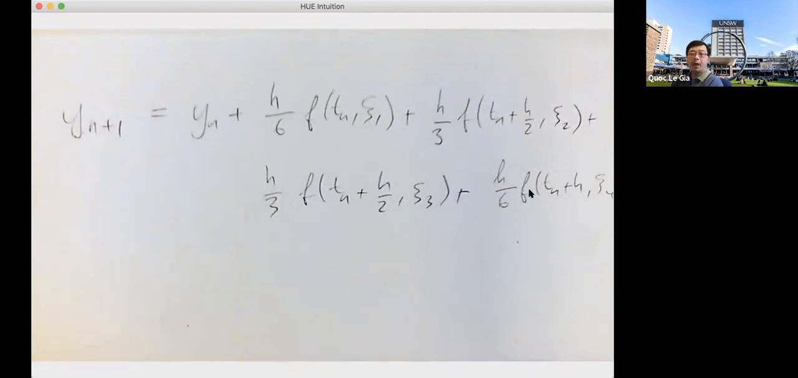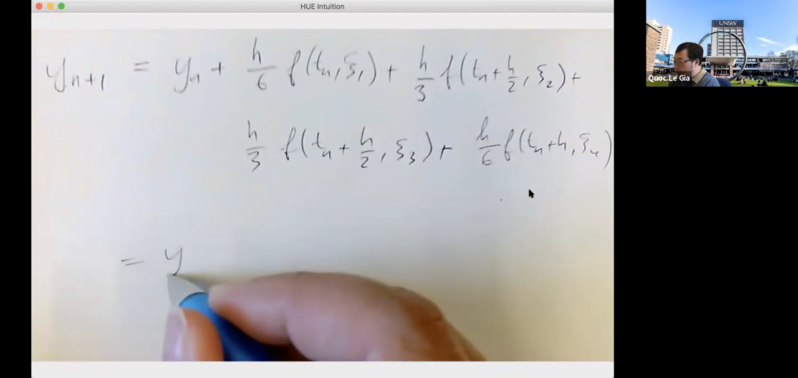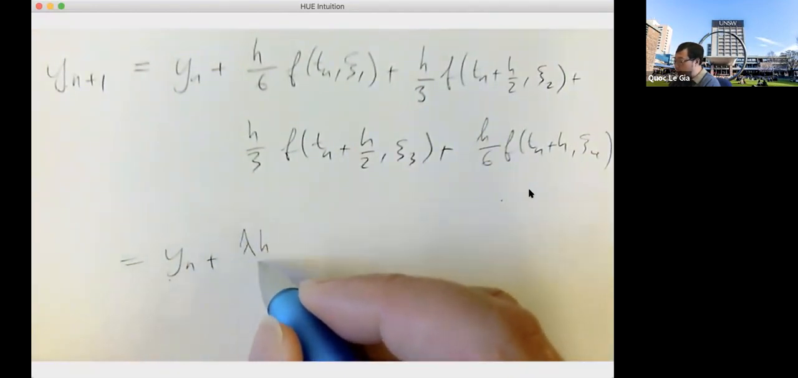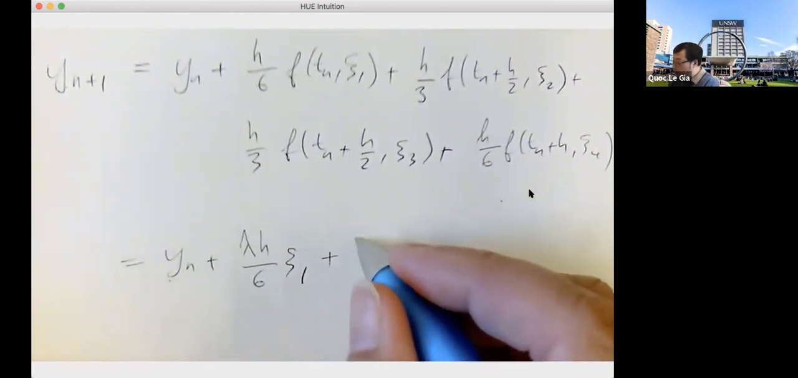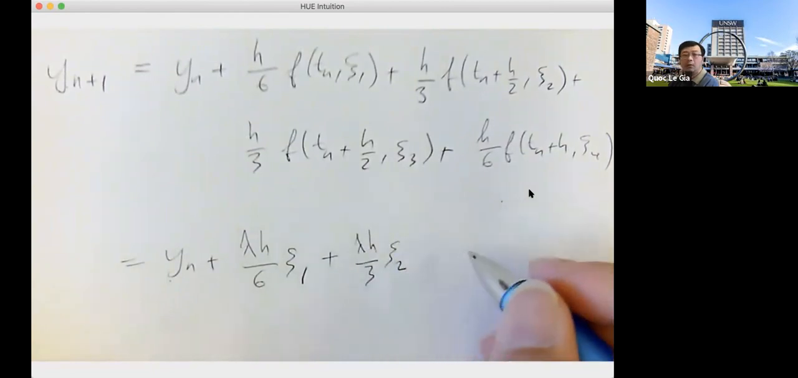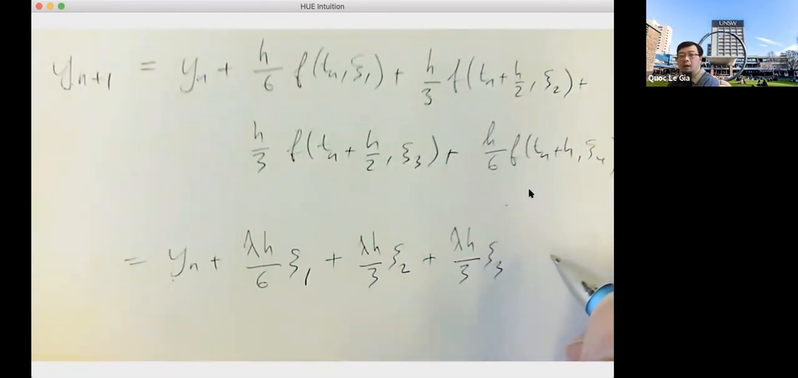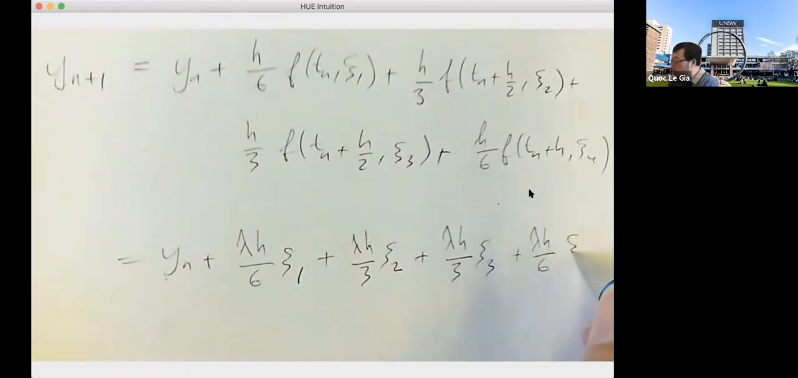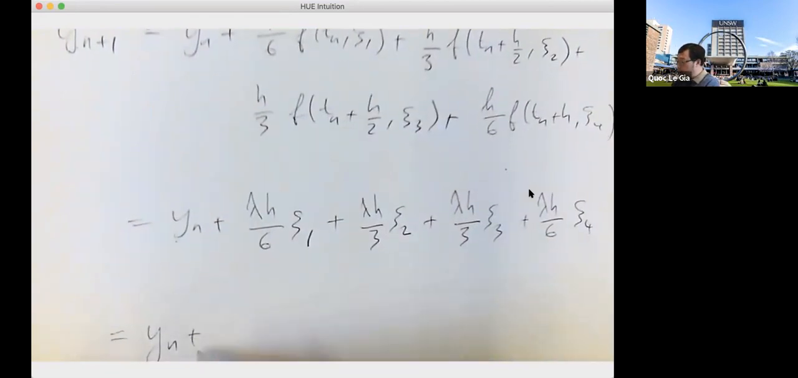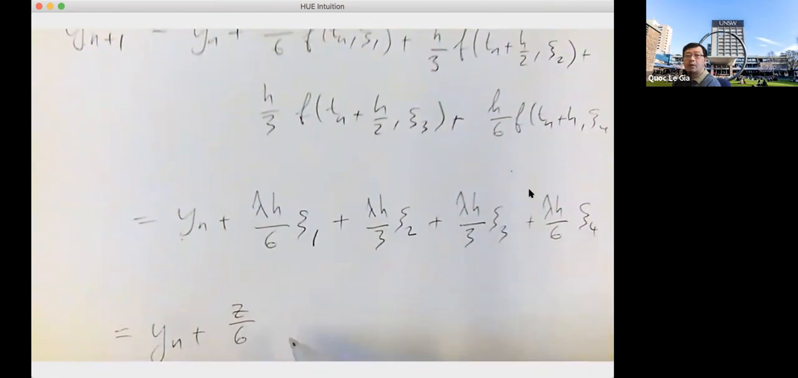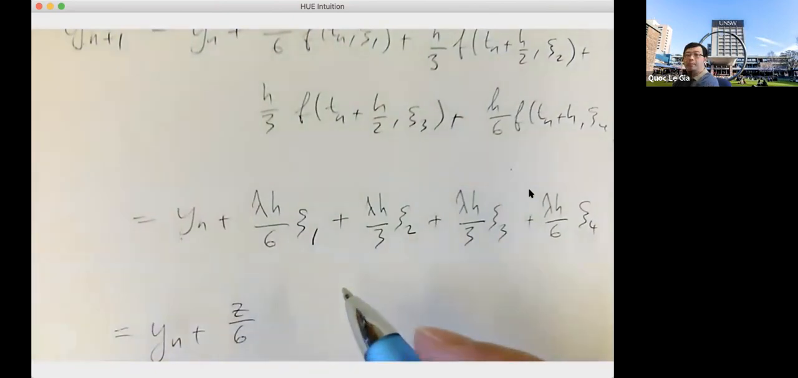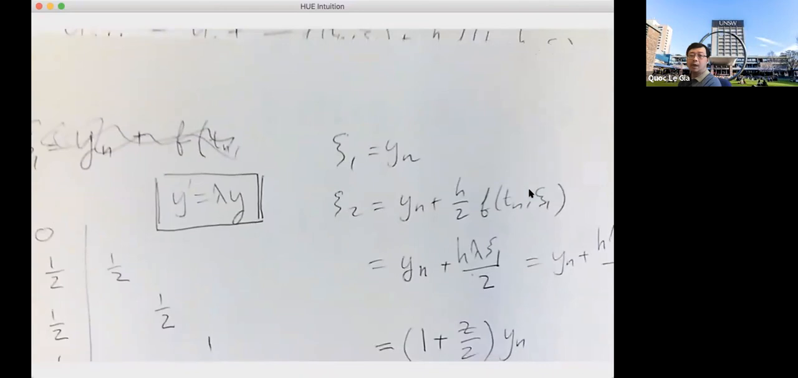But now remember, your f is just lambda y. So then this one will reduce to yn plus lambda h over 6 xi1 plus lambda h over 3 xi2, plus lambda h over 3 xi3, and plus lambda h over 6 xi4. And remember, you have xi1, xi2, xi3, xi4 already expanded in the z form. So go back to this. This is z over 6. And what is xi1? You go back to the beginning. Your xi1 is here. So xi1 is just yn.